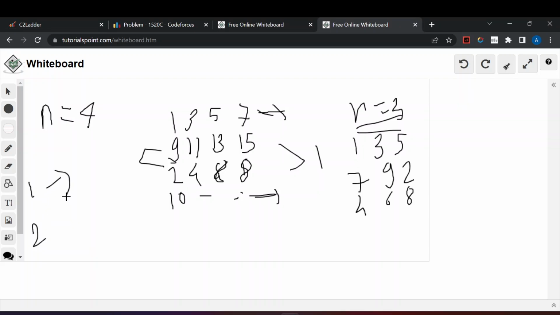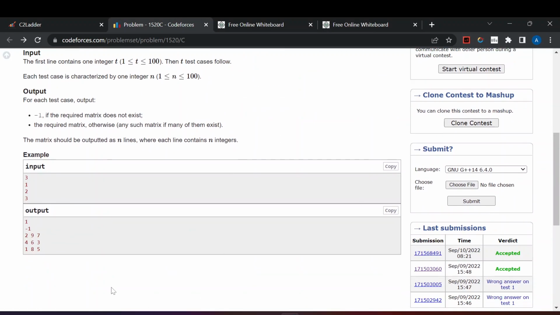We should also consider n equal to 1 and 2. For 1 we will just print 1, and for 2 we will print -1, because there is no solution, as in the test case example.